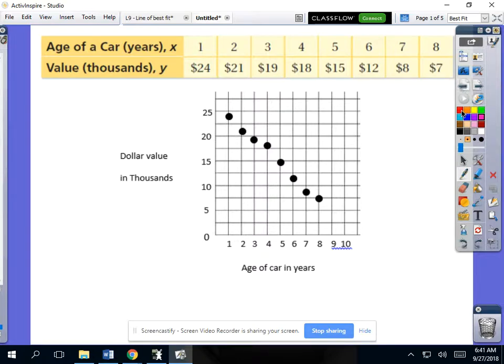And then we have the value of the car. In this case, the value of the car is in thousands. So your car isn't $24, it's $24,000. That's the first thing that I would note. We've already gone ahead and done the graph for you in this case. You can see that this is definitely a very linear function going in the negative direction. So it has a negative correlation, no doubt about that.